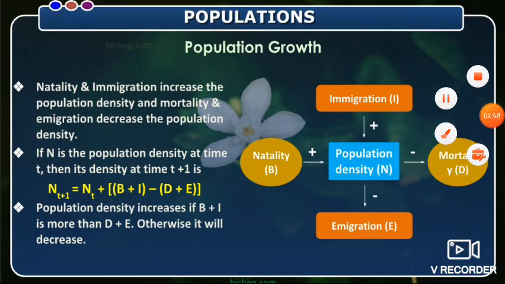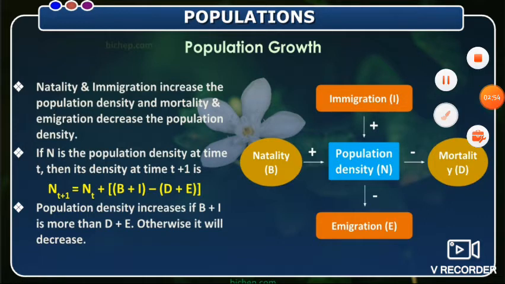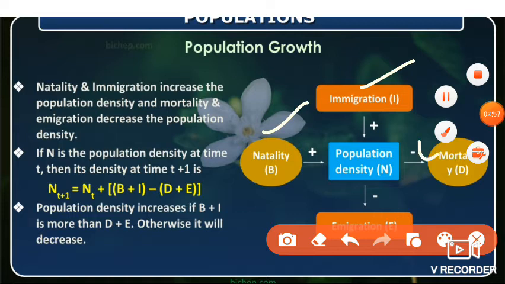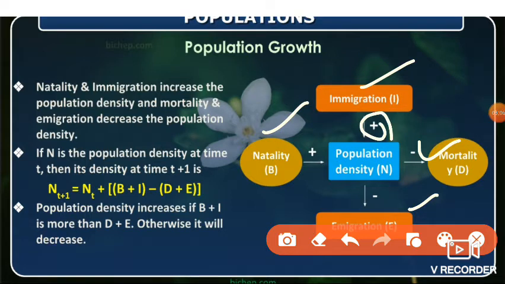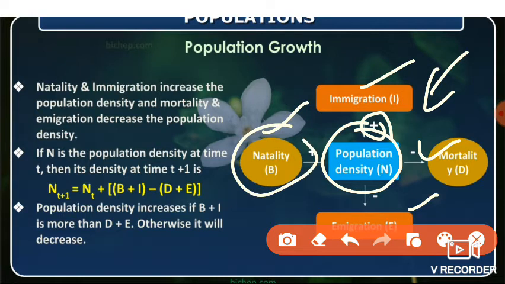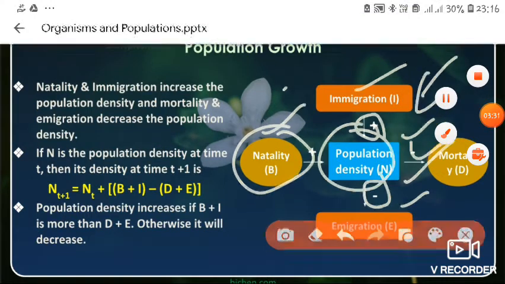And in this chart you can see immigration, natality, mortality, and then emigration. Immigration increases the population density because individuals are entering the population. Natality is the birth rate, so obviously there is an increase in the population density. Mortality is the death rate, so it is indicated with a minus because mortality decreases the population density, and emigration also decreases the population density, so it is denoted as minus. This is about the population growth.